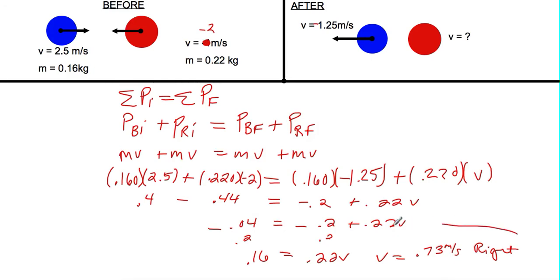A positive velocity just indicates that this is moving to the right. So I can now sketch in here that the velocity is equal to 0.73 meters per second going this way. So that answers the first part of our question. The other question here that we didn't necessarily write out is whether this is an elastic collision or an inelastic collision. And this doesn't tell us. We know momentum was conserved, but after that we're not really sure.